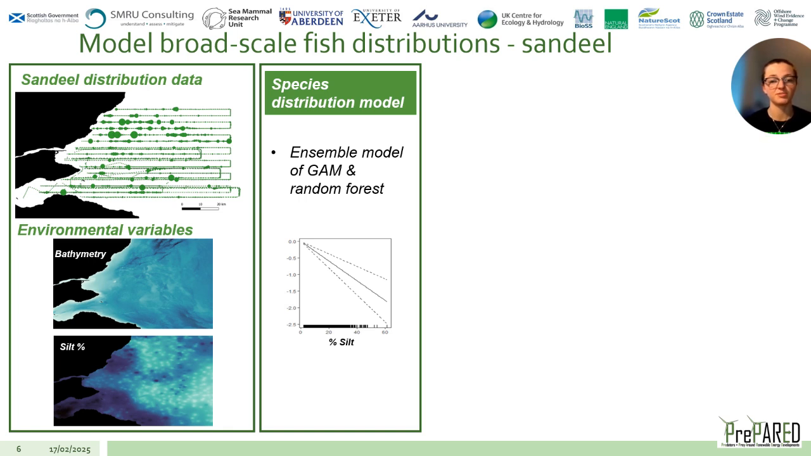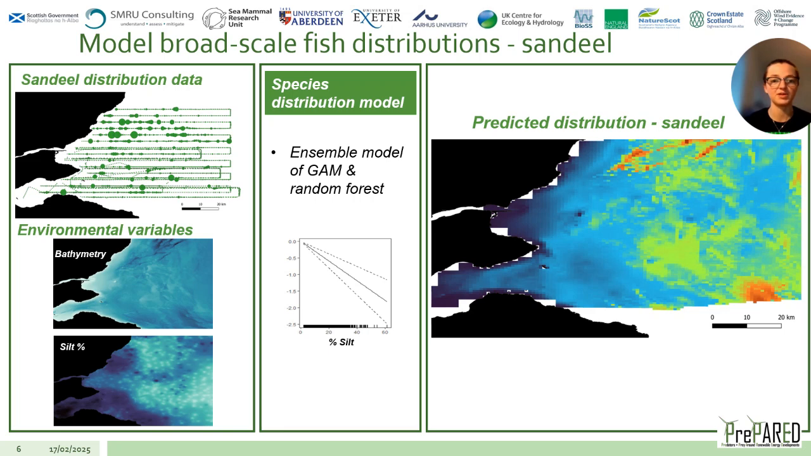We've been using an ensemble of generalized additive models and random forests, and that allows us to look at the relationship between environmental covariates and sand eel presence and abundance. For example, we can see percentage silt has a negative effect on the probability of presence. And these models allow us to make predictions for sand eels in the Forth and Tay region. So this map shows the low areas in blue and the high areas in red.